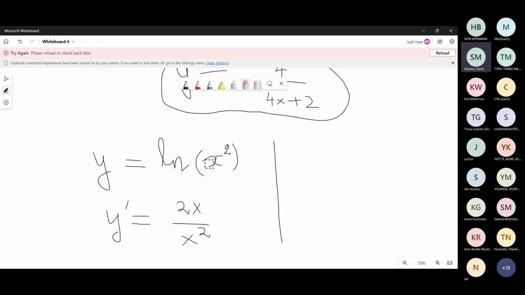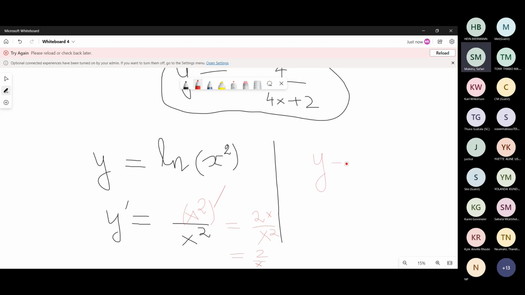Let me go simply to show everybody. I don't want to lose anyone at this point. Many people are tired. You take x power 2 and you take the derivative. This is now 2x divided by x squared. And what is the final answer? It's exactly 2 over x, right?